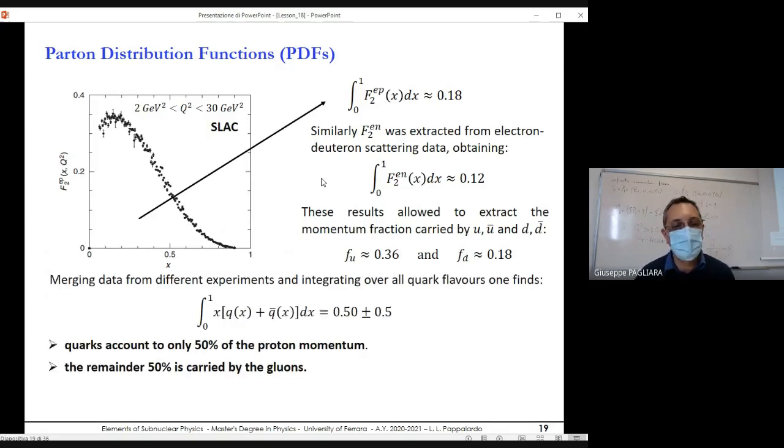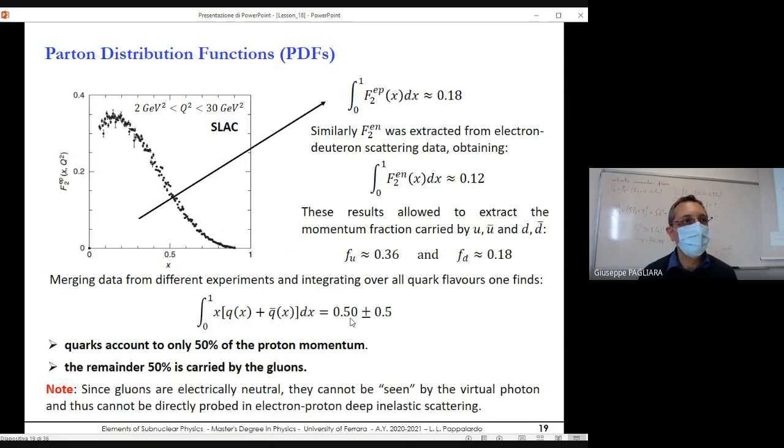And now one can merge data from different experiments and integrate over all quark flavors. So let's put everything together. And once you do so, you obtain a value of 0.5. What does it mean? This means that if you account for all quark flavors, then all the quarks account for only 50% of the proton momentum. So they don't share exactly the total proton momentum, but half of it. And of course, the reason is that the remaining 50% is carried by the gluons. The proton is not just made of quarks, but also gluons, which then split into quarks.